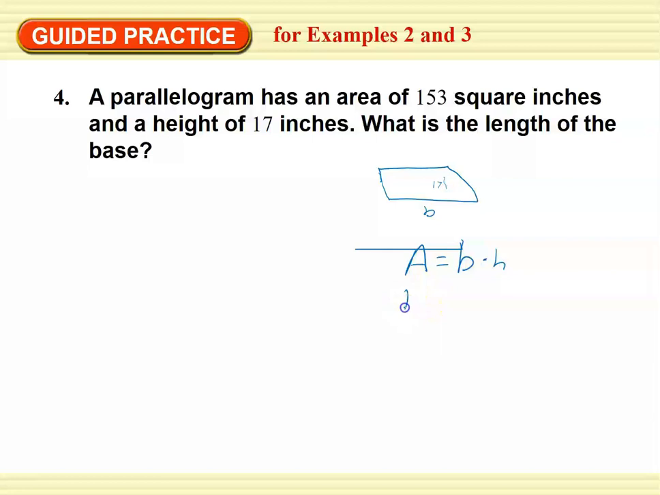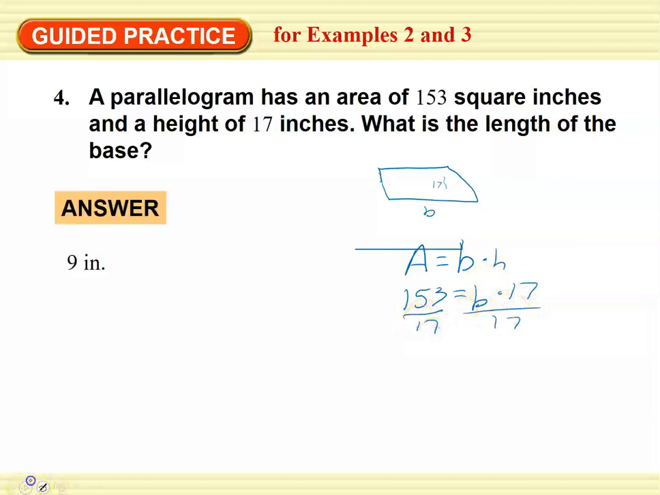So the area is 153. The base we don't know. The height is 17. When you write it out like this, you can see that all we have to do is divide by the 17 to figure out that our base is 9 inches.